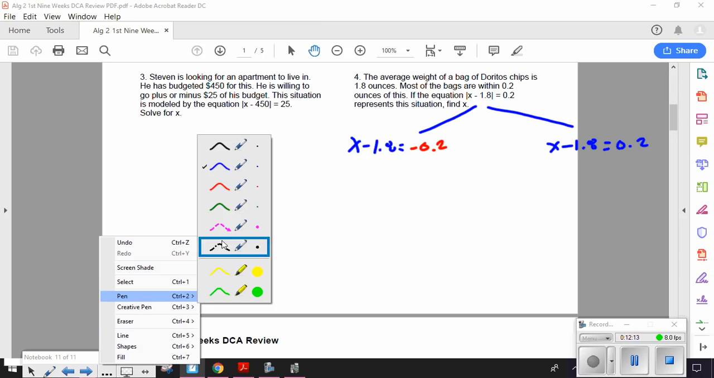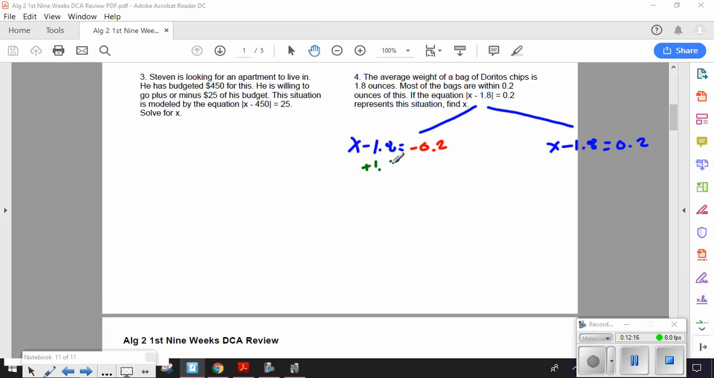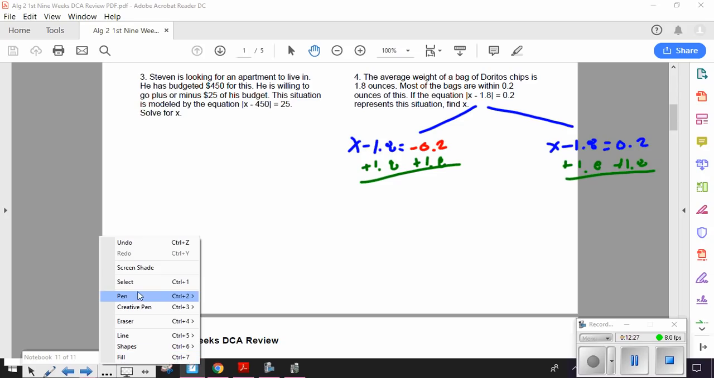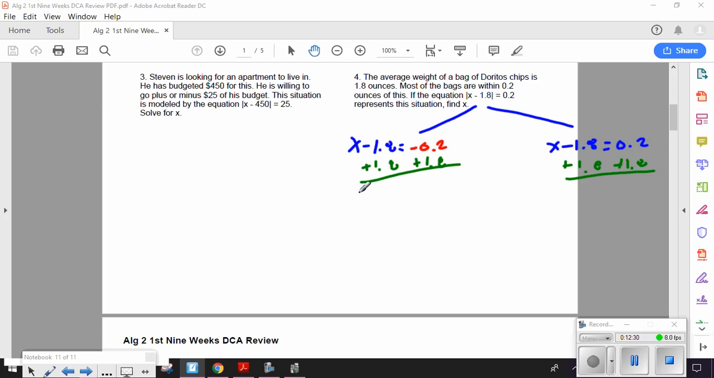Okay, in both cases, again, I'm going to add 1.8 to both sides. On the first one, you would get x is equal to 1.6. On the second case, you would get x is equal to 2.0. And then check your solutions.